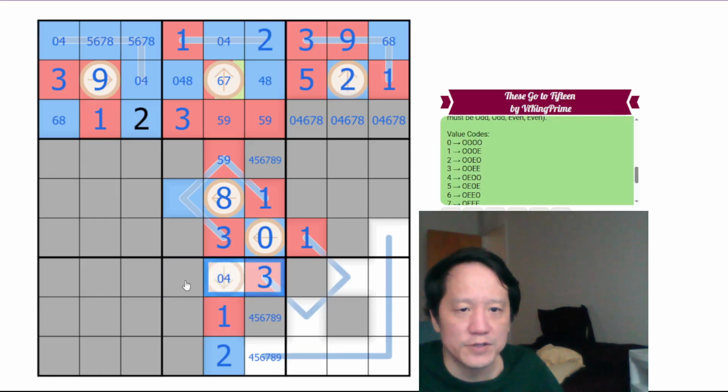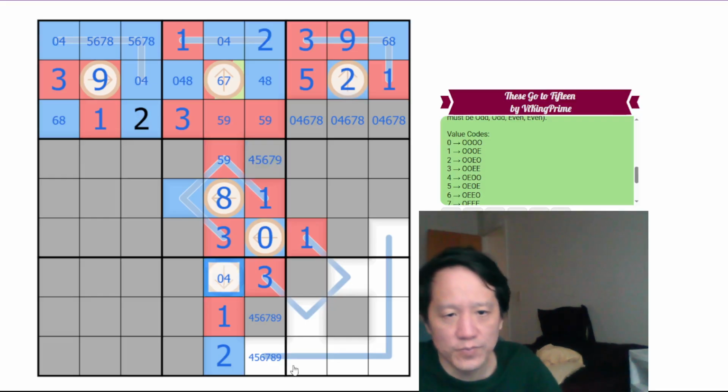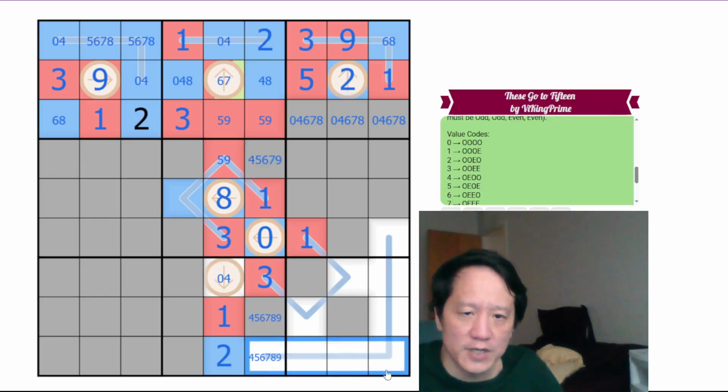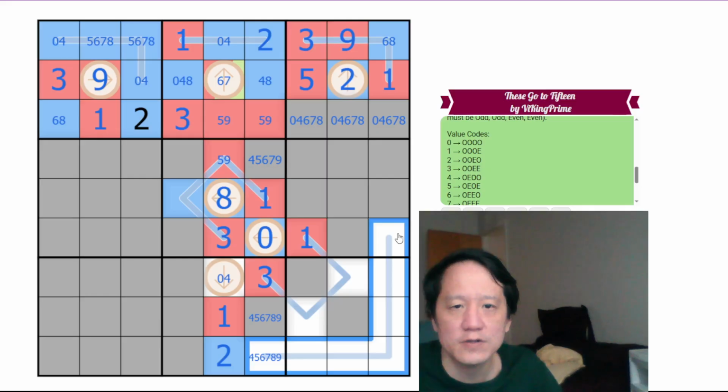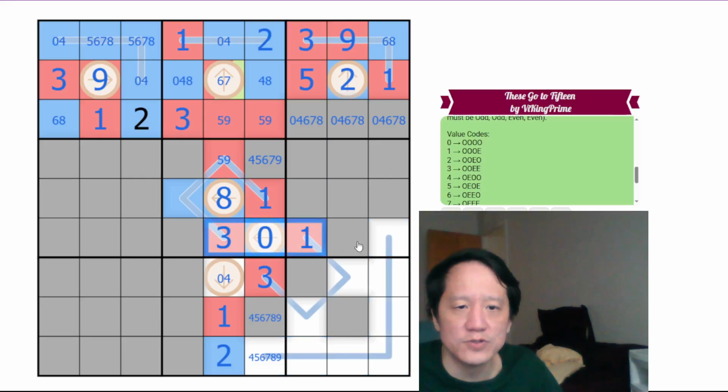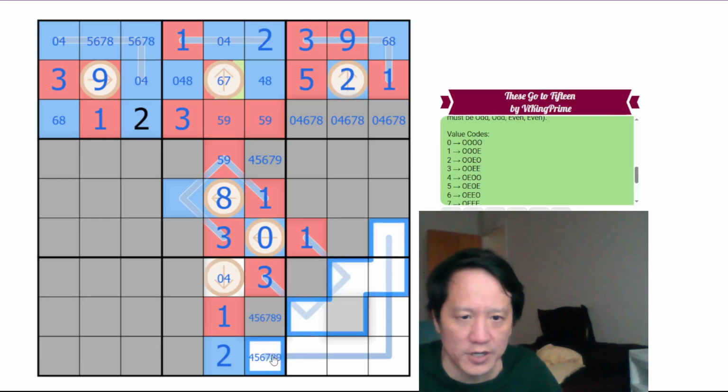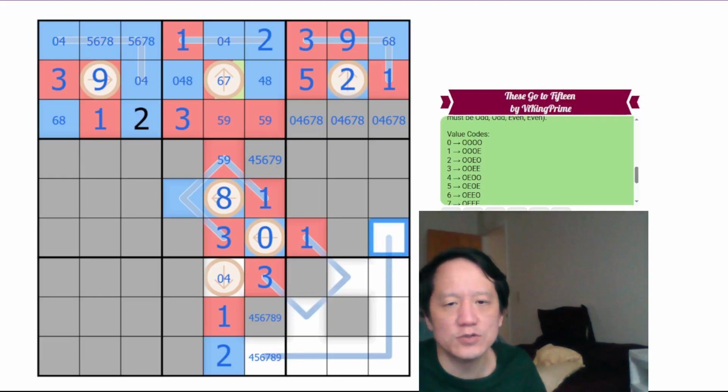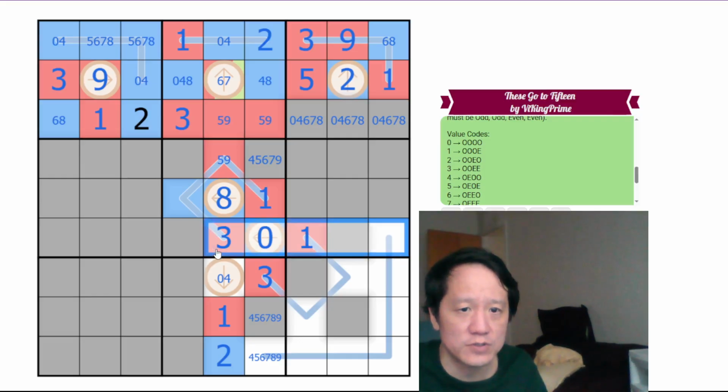We don't know which one this is. 8 cannot be here. This must add up to 7. 1, 2, 3, 4, 5, 6, 7. And again, this can't be 0, 1, or 3. So this is at minimum 2. And it has to be 2 and 5. Because it can't be 4 and 4 here. So this has to be 2 and 5 and cannot be Schrodinger's.